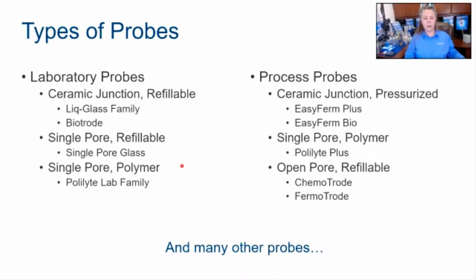So this is just some of the Hamilton ones. If you want to go on our website and look so you can get an idea of what the differences are, there are spec sheets on all these. But in laboratory probes, we have a ceramic junction with refillable. We have single pore refillable. We have polymers with single pore. And in process probes, we again have all of these different kinds. Sometimes people find it interesting to just look and see what the differences between those probes are. So you'll have access to this information.